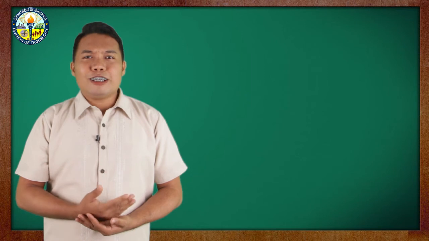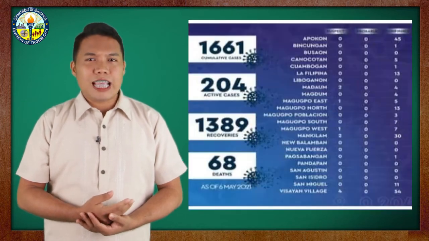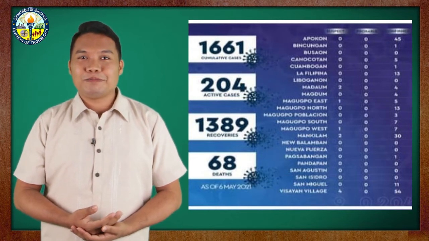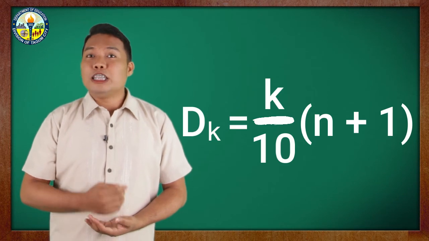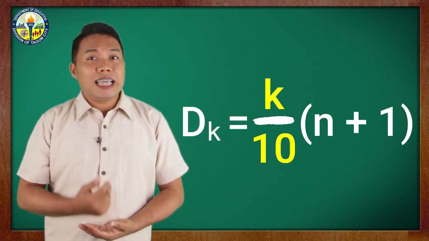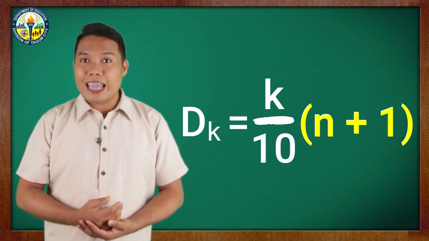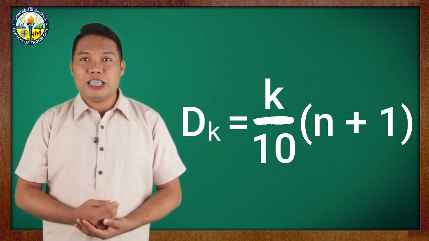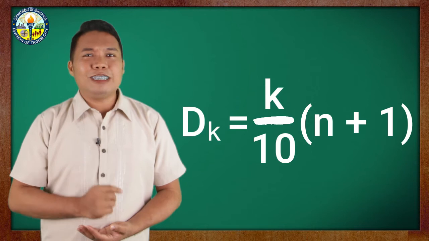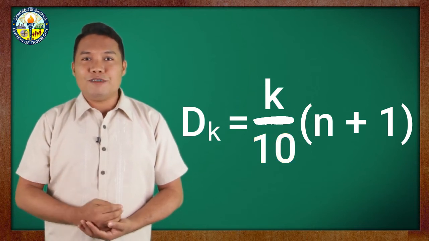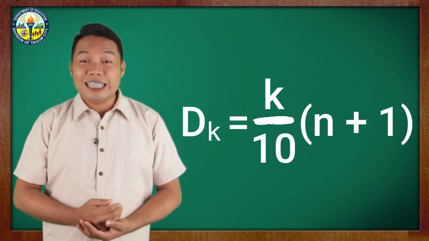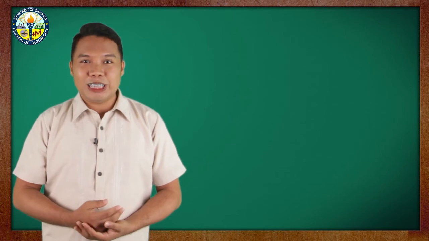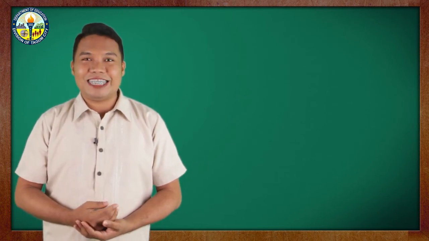Now, let us apply the concept using the previous data on Tagum City's COVID-19 confirmed cases as of May 6, 2021. Using the formula, the position of D sub k equals k over 10 times the quantity n plus 1. Calculate the 6th decile or D sub 6 of the given set of data. Take note that we use 10 as a divisor since we divided the whole set of data into 10 equal parts. Now, follow the steps to identify the position of the 6th decile or D sub 6.